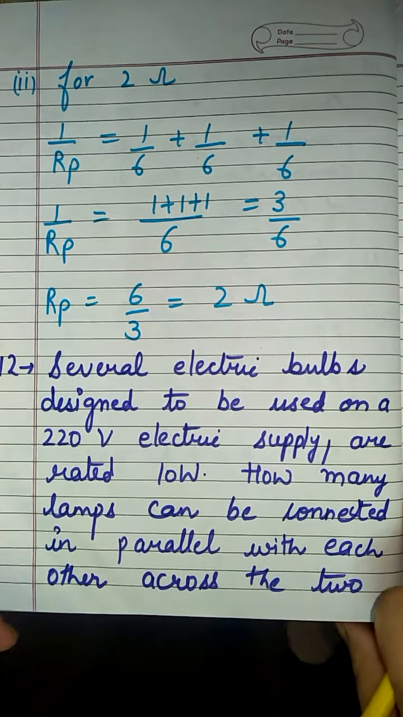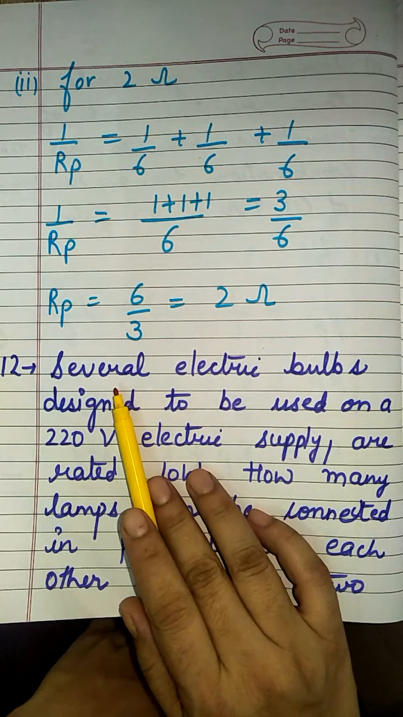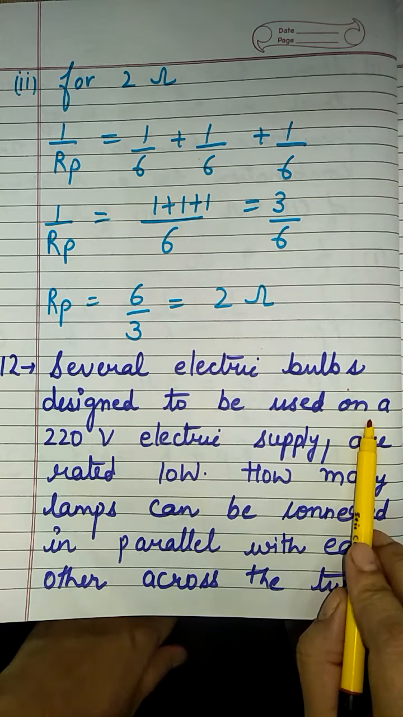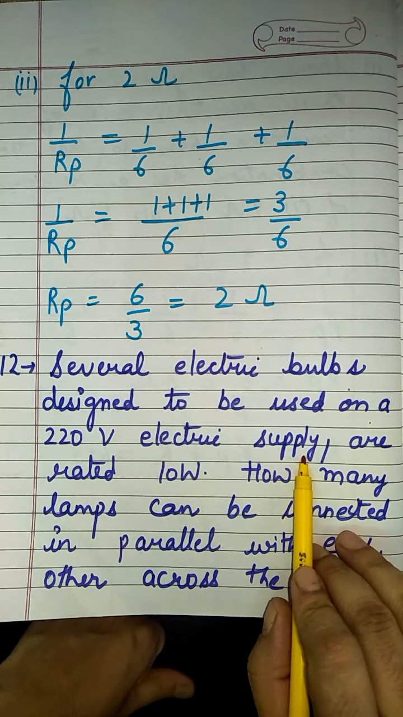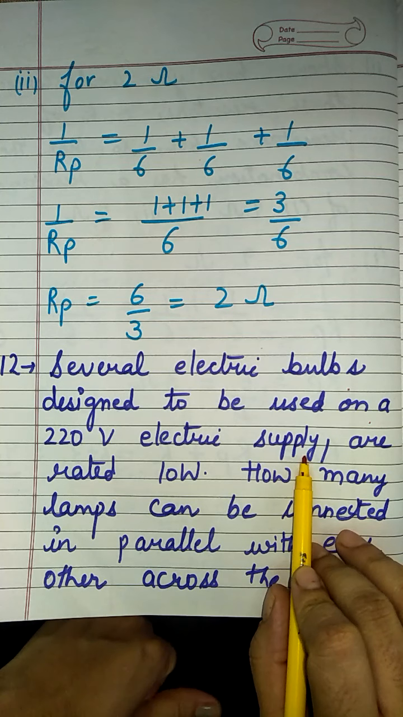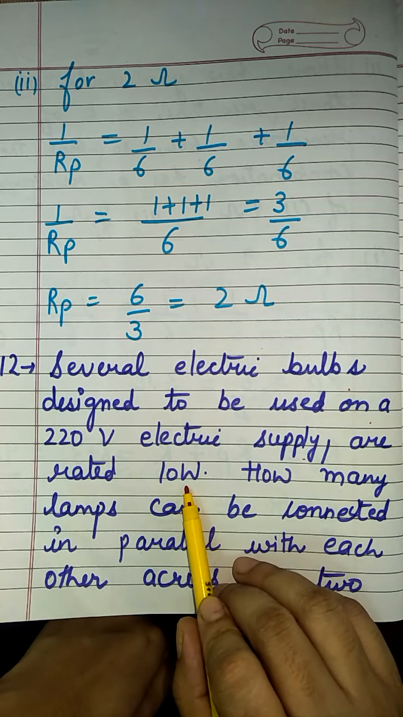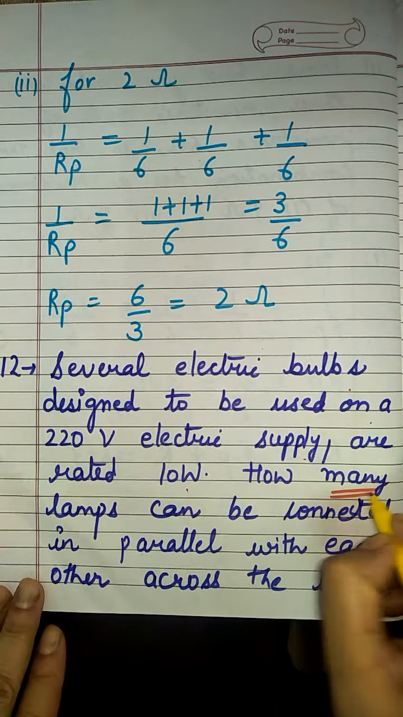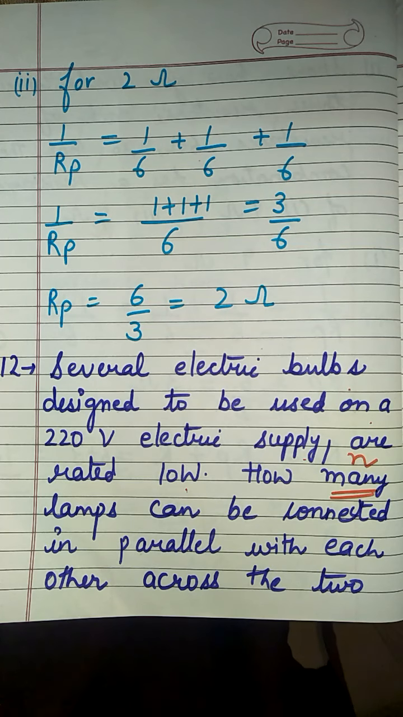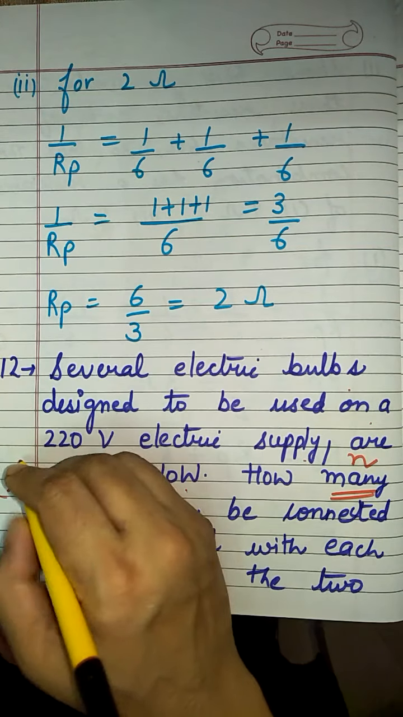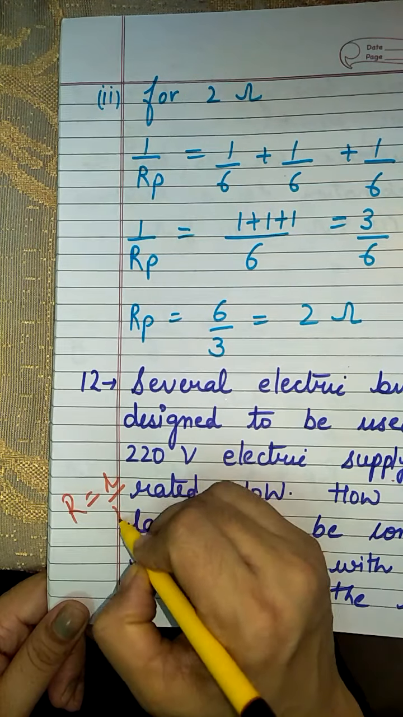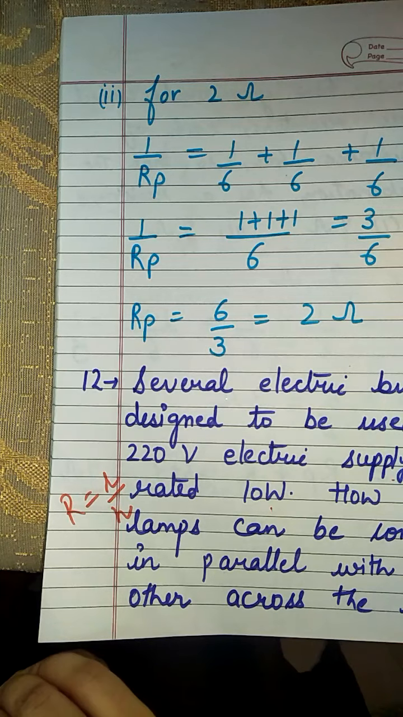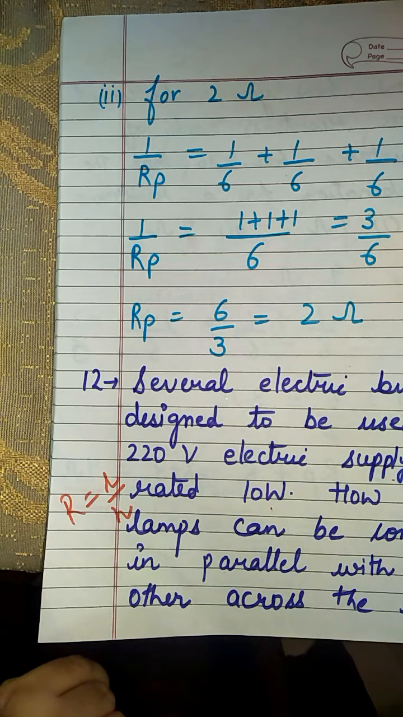Then question number 12. See, several electric bulbs, designed to be used on 220 volt electric supply. Voltage is 220 volt. Are rated 10 watt. Power is 10 watt. How many lamps can be connected in parallel? How many? Again the number. If the number is asked, the formula will be capital R equal to small r over n. Or I can say n will be equal to small r over capital R.